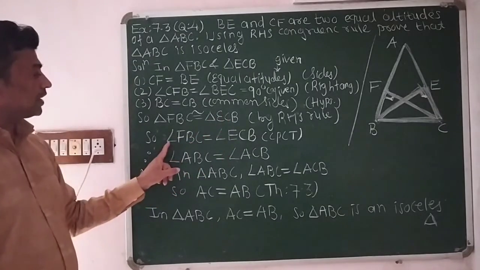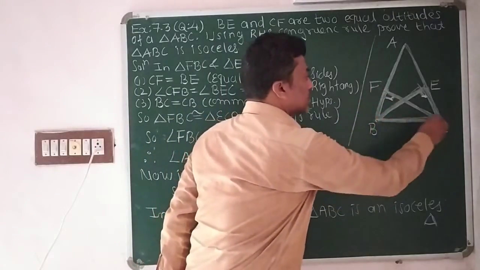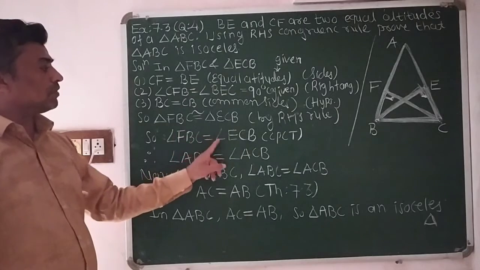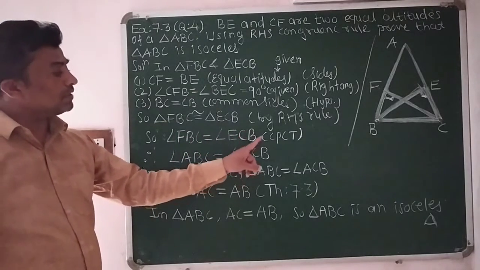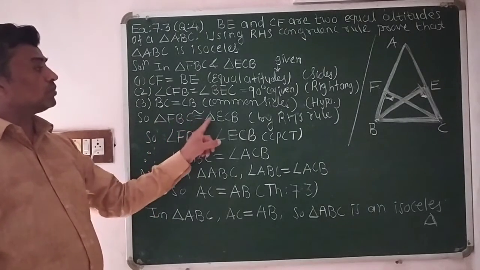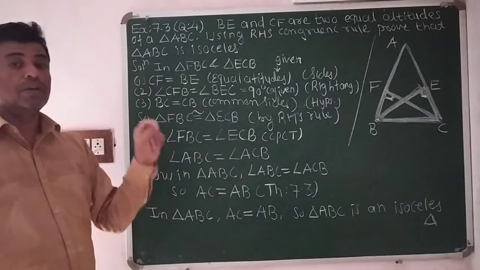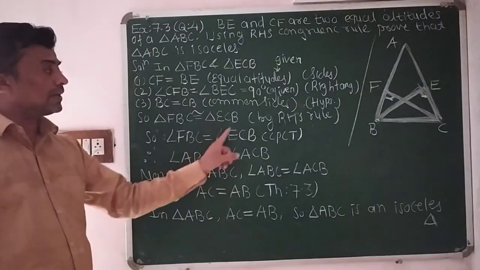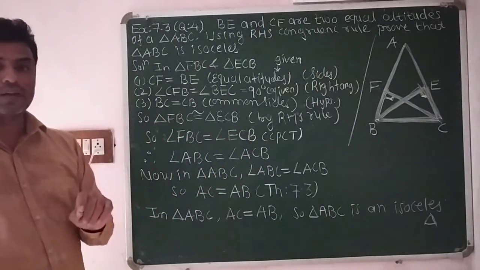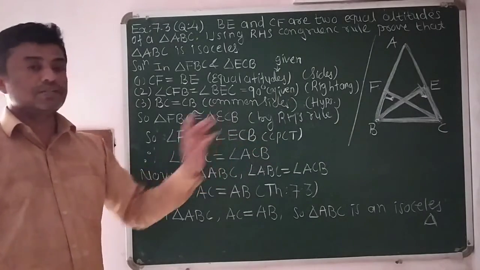So triangle FBC is congruent to triangle ECB by the RHS congruence rule. Then we can write angle FBC is equal to angle ECB. We can write this according to the CPCT rule. Because triangle FBC is congruent to triangle ECB, angle FBC and angle ECB both are corresponding angles of the congruent triangles. So we can write angle FBC is equal to angle ECB by CPCT.